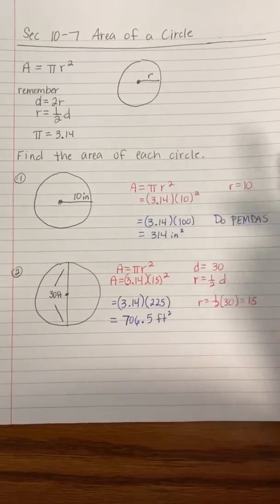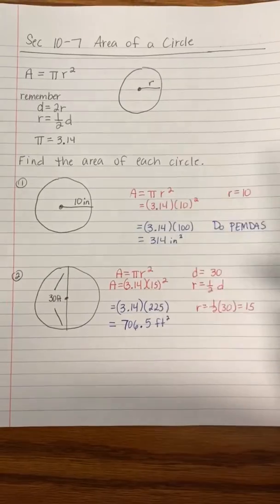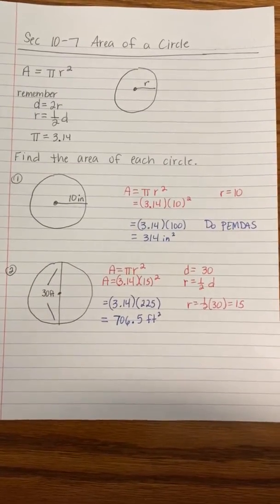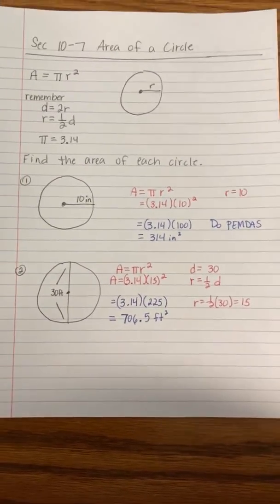I don't know if you guys ever heard that math joke. When someone says pi r squared, you say no, pi r round. A little corny joke.